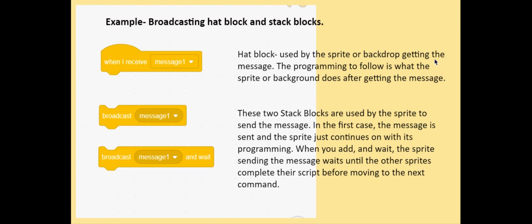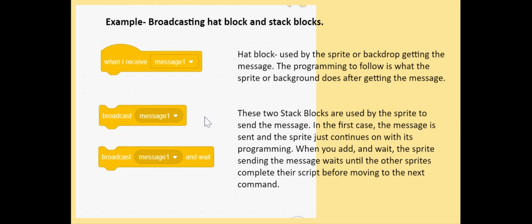Here's an example. When you're doing broadcasting, the receiver, which is the sprite that's going to do something based on the message, starts off with a hat block, and it says, when I receive, and then whatever message you're sending. So this is the one that the receiver is going to get. The sprite that's sending the message is going to use one of the stack blocks, either broadcast the message or broadcast the message and wait.